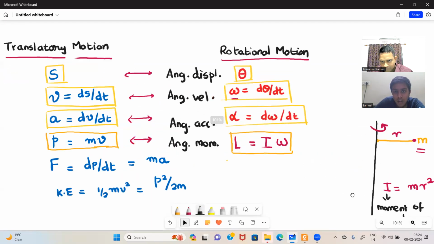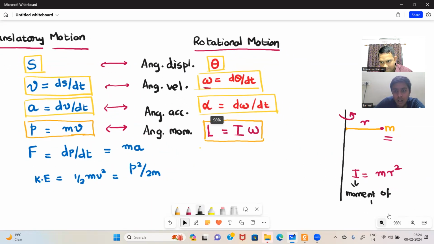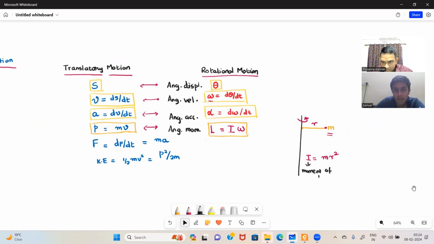Angular velocity not only depends on mass, but also on what? It also depends on inertia. R is the radius, so R squared. What is R? It is the distance of this mass from the axis of rotation.